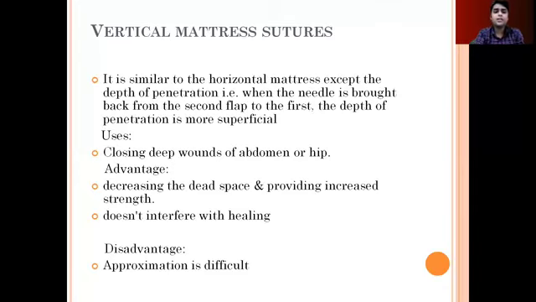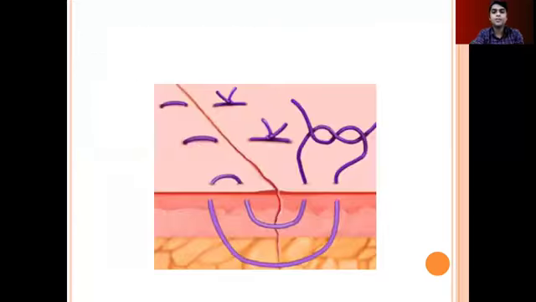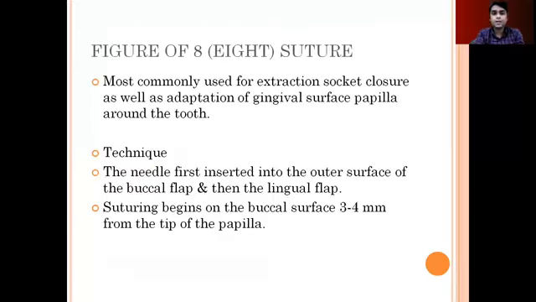The disadvantages are that this approximation is difficult. Here is an image for the vertical mattress suture. The figure of 8 is the most commonly used for extraction socket closure as well as the adaptation of gingival surface papilla around the tooth.